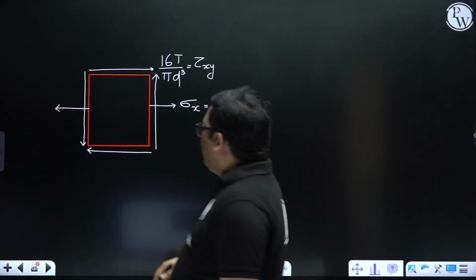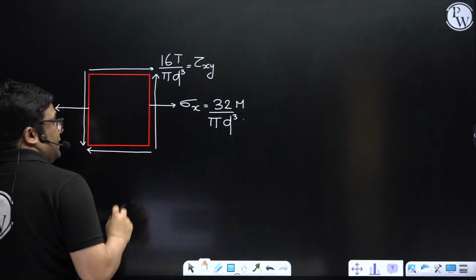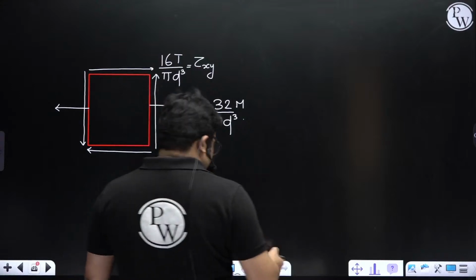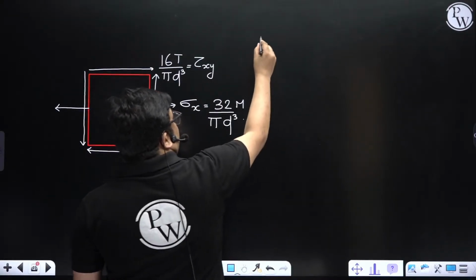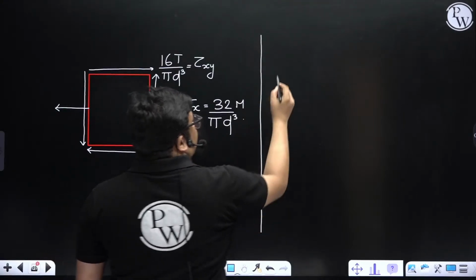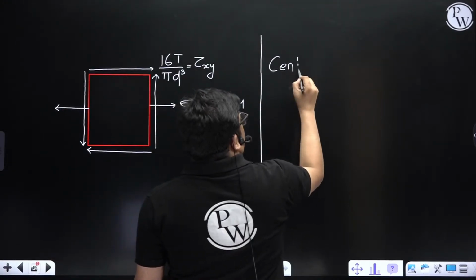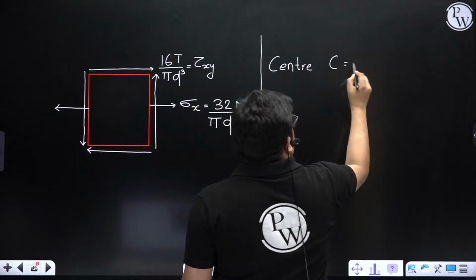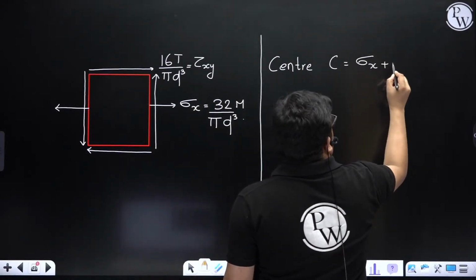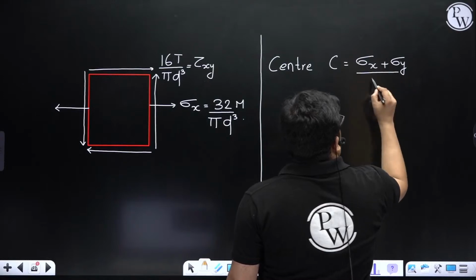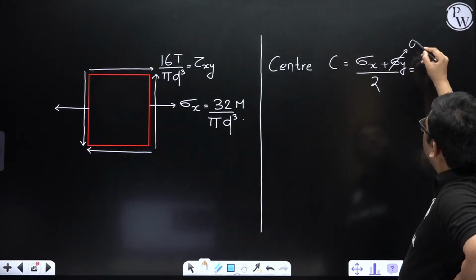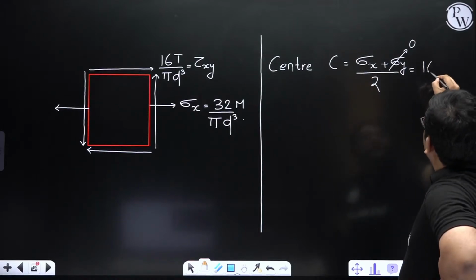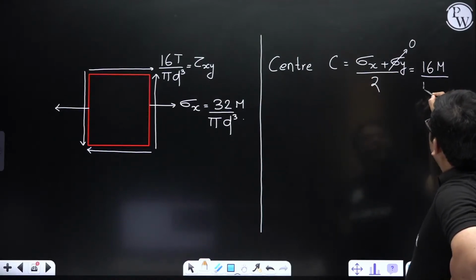Now in this case, yes, I can draw the Mohr circle, right? For this stress data, I can find out the Mohr circle. And what will be the center of that Mohr circle? The center C will be equal to sigma x plus sigma y by 2. Sigma y is anyhow 0, so it will be nothing but 16m by pi d cube, right? 16m by pi d cube.